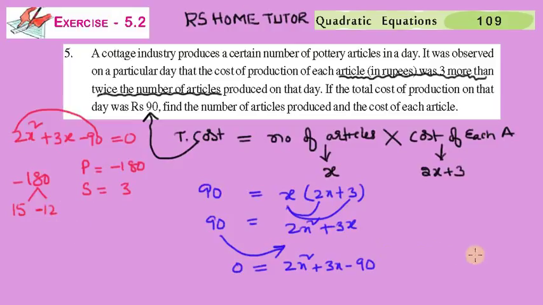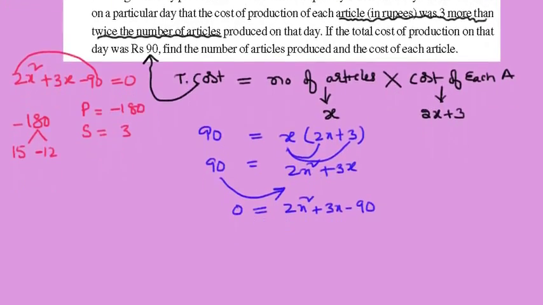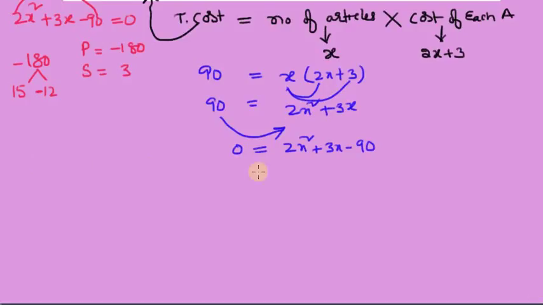So now directly you can substitute these factors and solve it. Now if I substitute, what I will get: 2x square plus 3x minus 90 is equal to 0. So 2x square plus 15x minus 12x minus 90 is equal to 0.